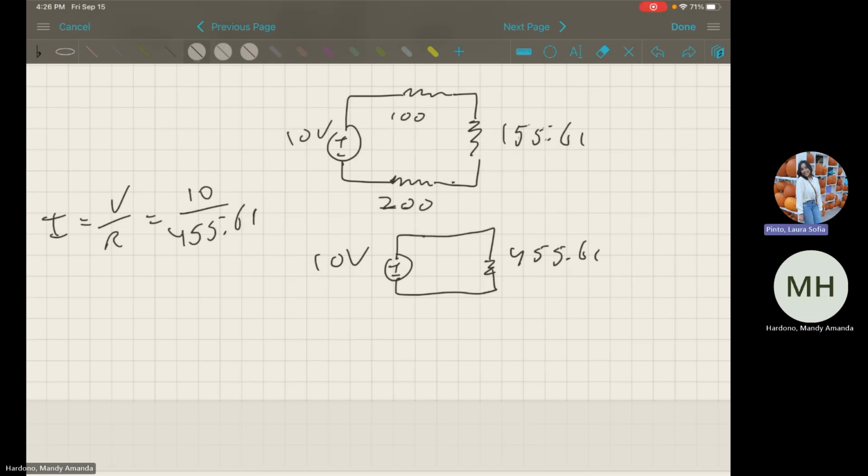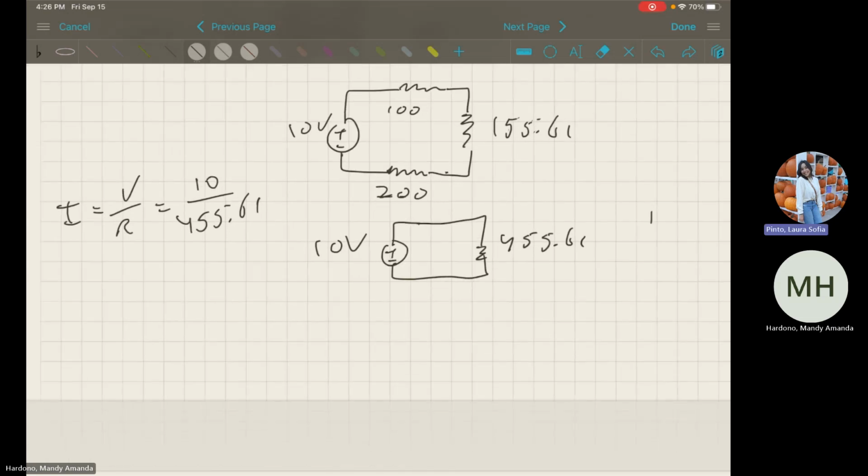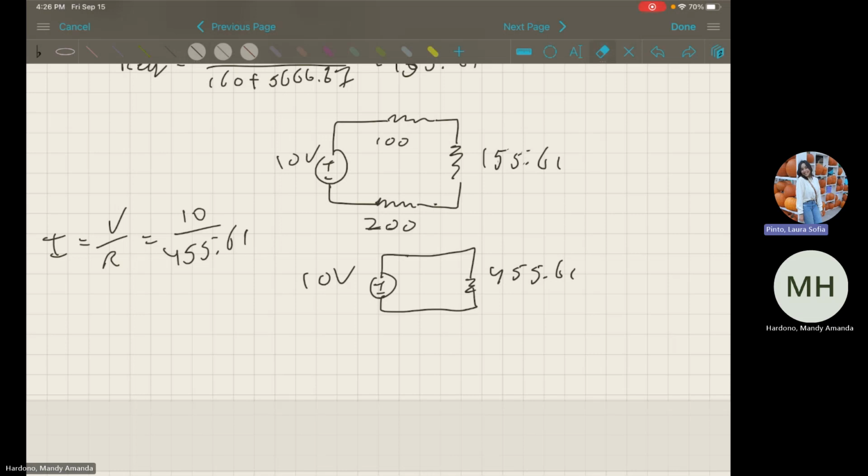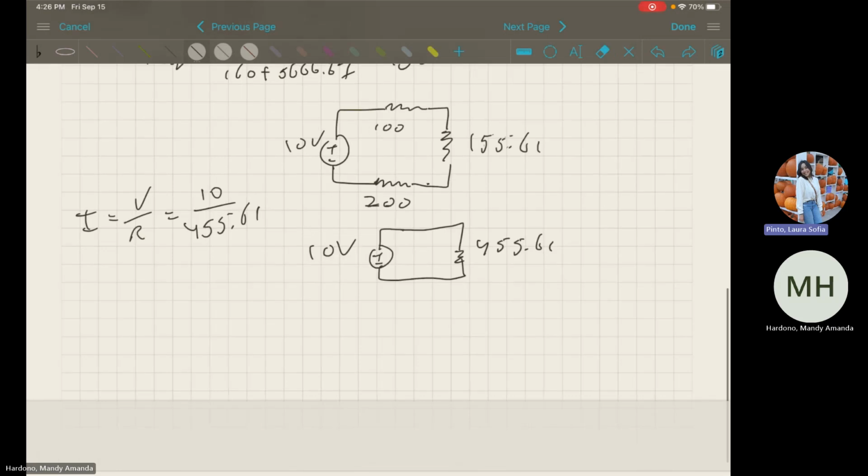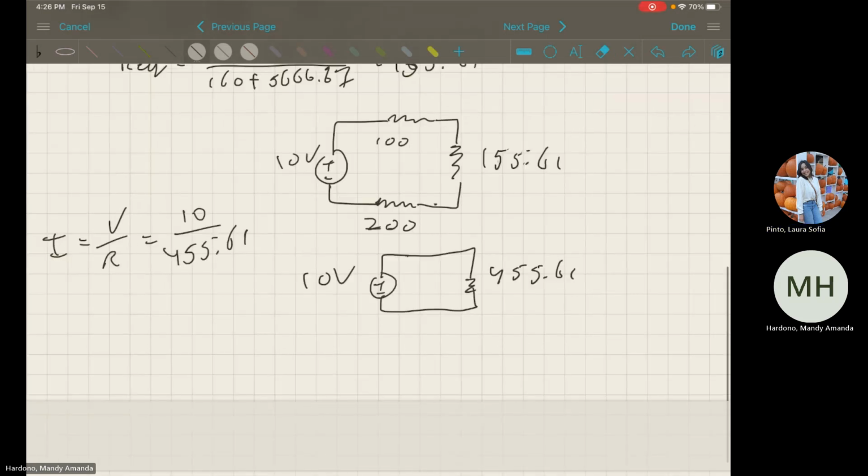to Kirchhoff's current law. We will be having to calculate the currents at different spots in the circuit.